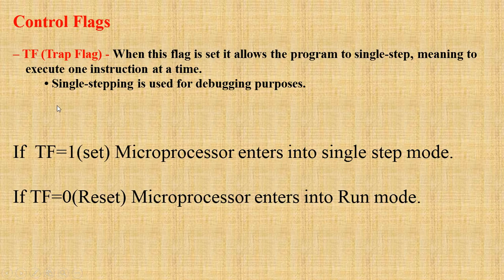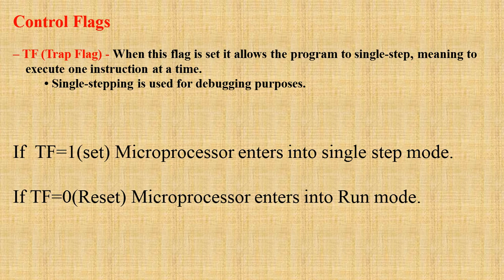We know that we can execute any program under 2 modes. One is called run mode, another one is called single step mode. What is the meaning of run mode? It means we are going to execute the complete program in a single stretch. What is the meaning of single step mode? It is also called trace mode. Trace mode means if you want to debug the program, we have to go for that.